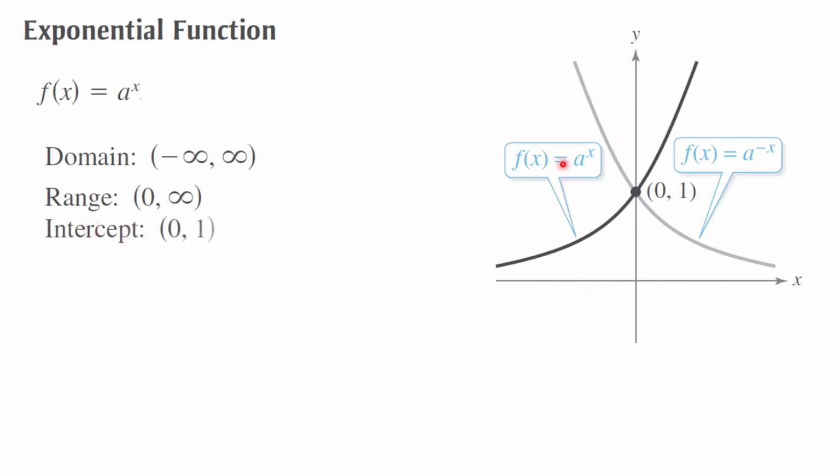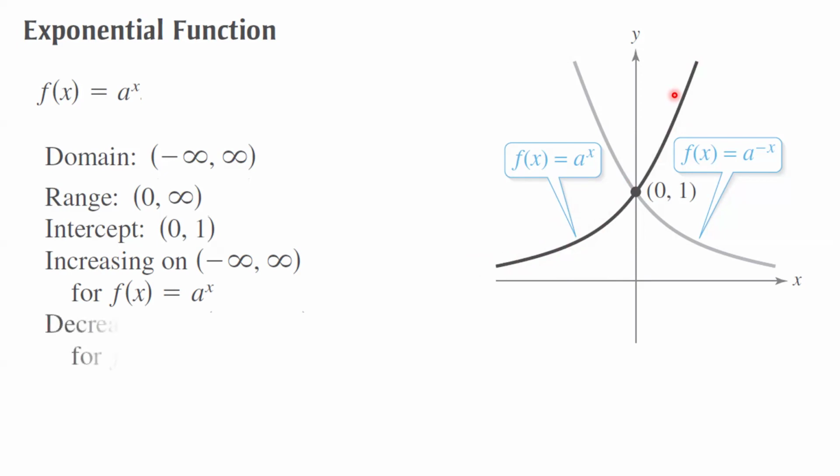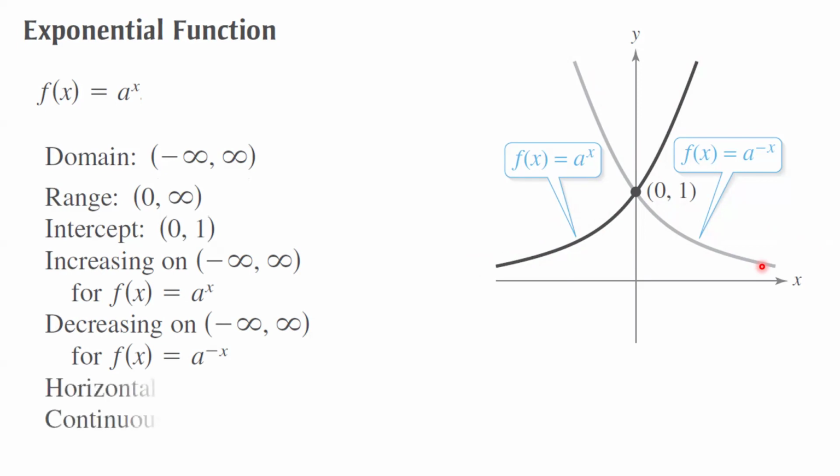You have one intercept. The graph hits the y-axis at 0 and 1. You don't have any x-intercept. You only have a y-intercept. The function is increasing if a is more than 1. And the function is decreasing if a is in between 0 and 1. The horizontal asymptote is the x-axis. The function is also a continuous function.